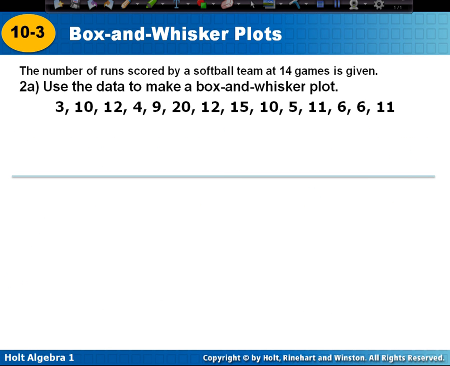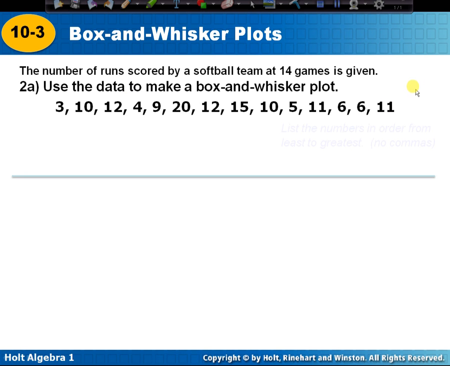Alright, here's number 2. Use the data to make a box and whisker plot. Okay, and here's your values. Again, we're going to put these in order from least to greatest. It says the number of runs scored by a softball team in 14 games is given. Use the data to make a box and whisker plot. The first thing we're going to have to do is list all of these points from least to greatest.